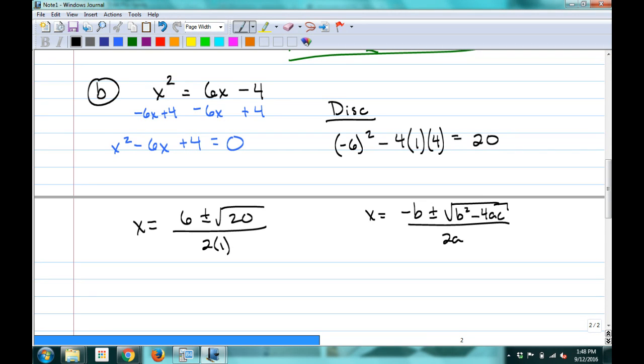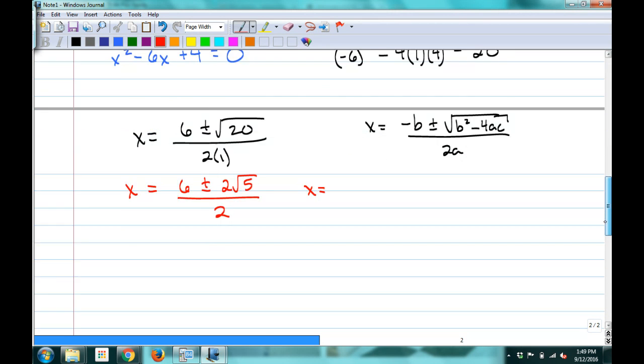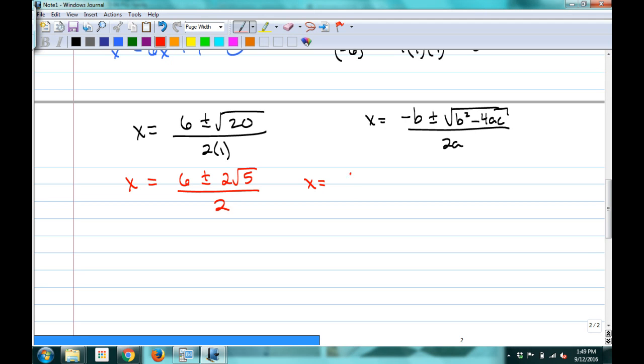And then, yes, McKenna said, are you going to break down that 20? Yes, we are, because it's under a square root. What does the square root of 20 reduce to? 2 radical 5. And then 2 times 1 is 2. This is where when we write our exact solutions, we can simplify a little bit, because I can split it apart like this. And it simplifies to 3 plus or minus radical 5.